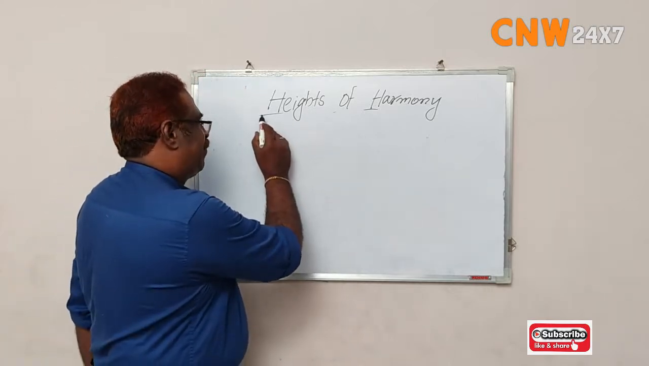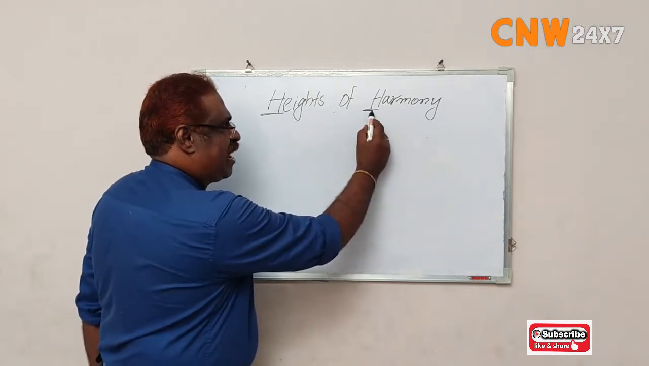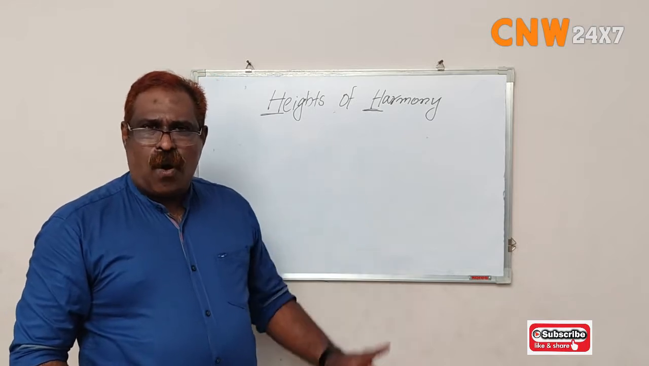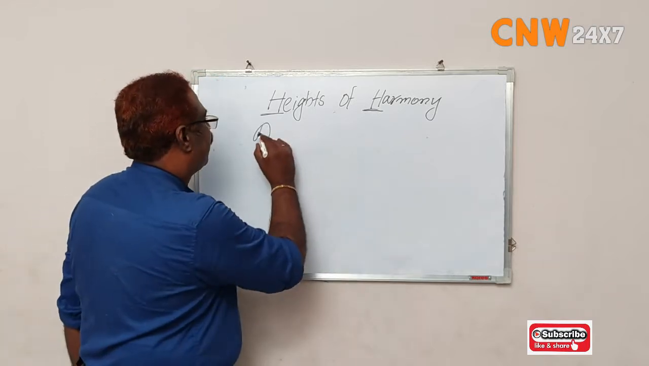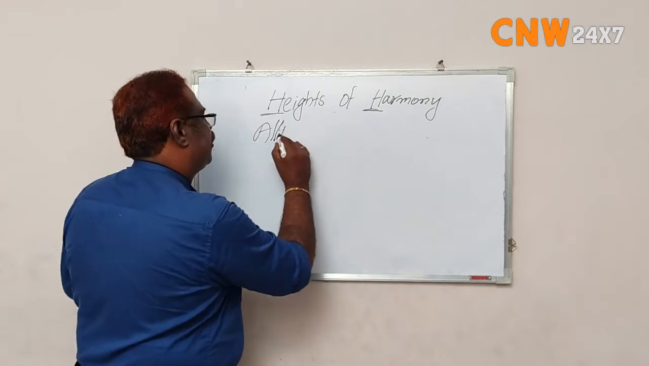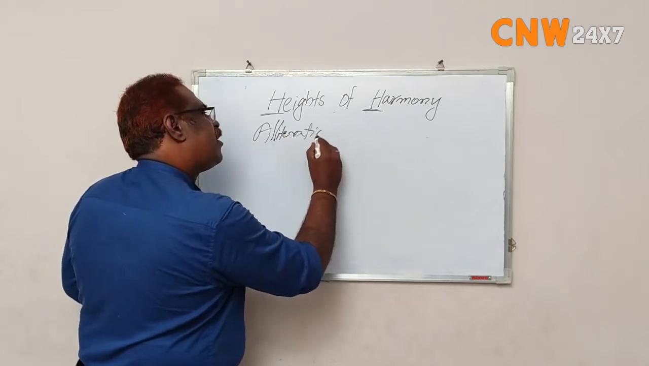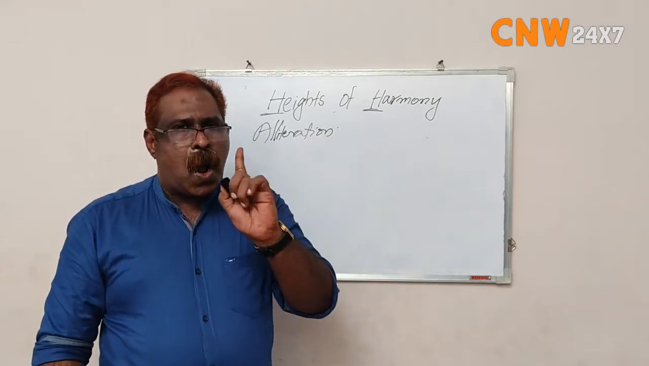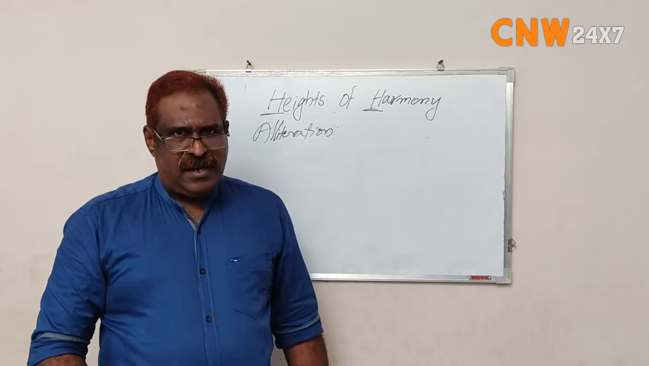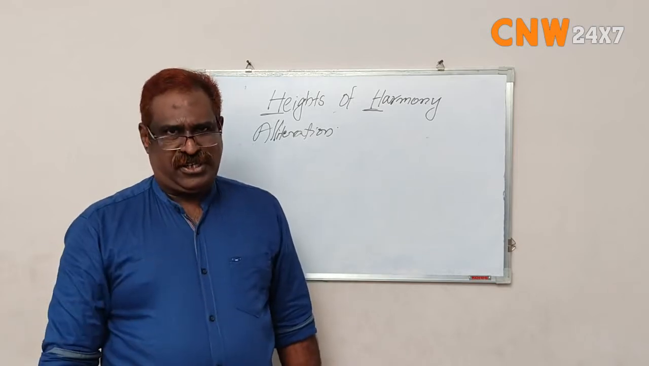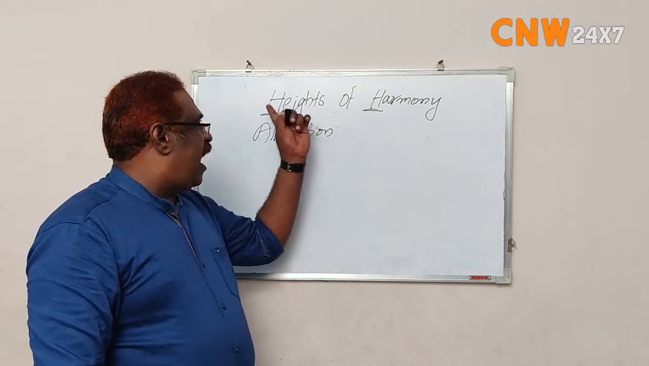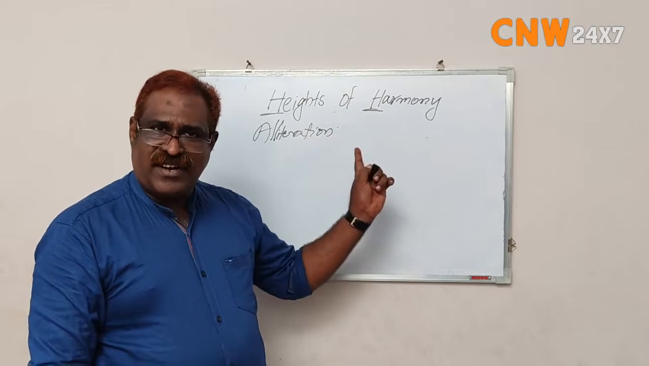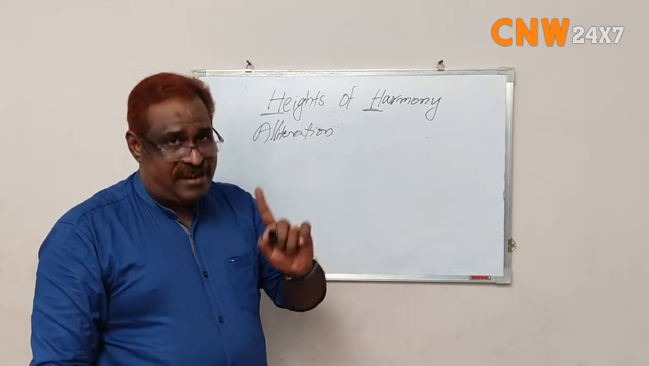Heights of Harmony, H, Harmony, H. So here, there is a literary device called alliteration. Alliteration is the repetition of the same consonant sound in the following words. So, Heights, H, Harmony, H, which is an example of alliteration.